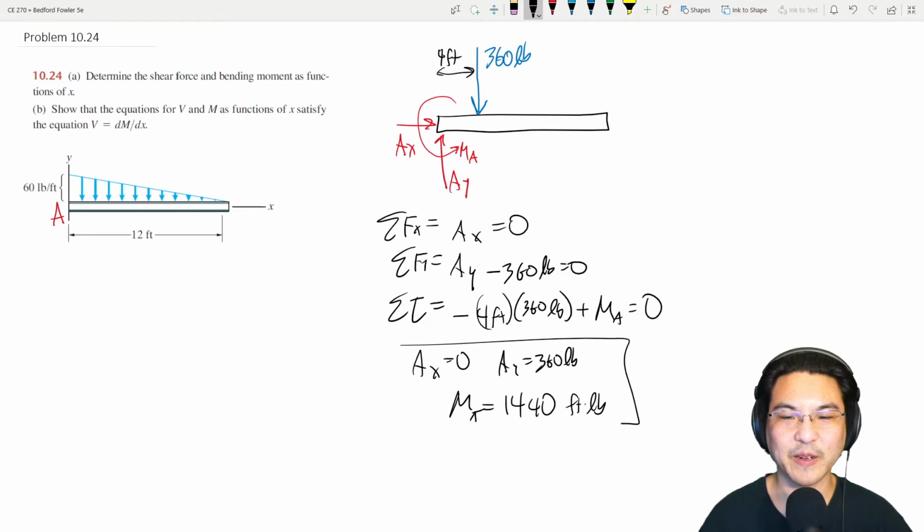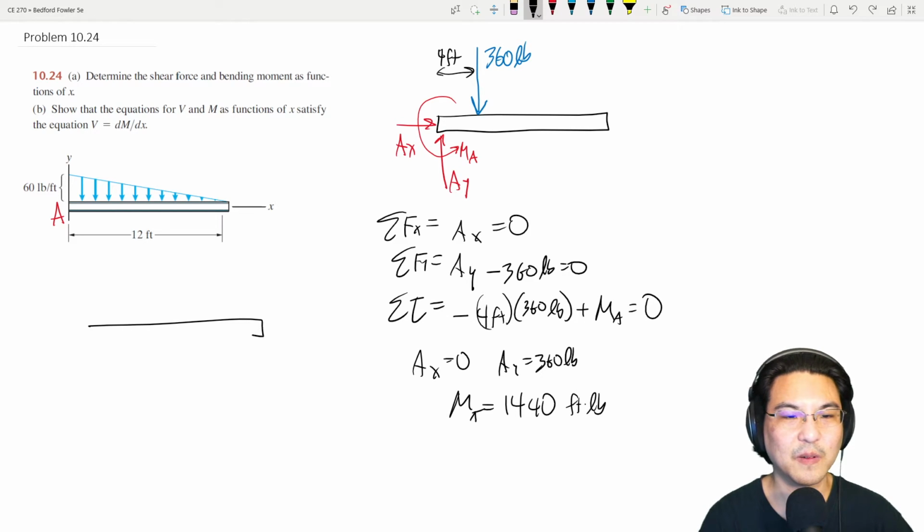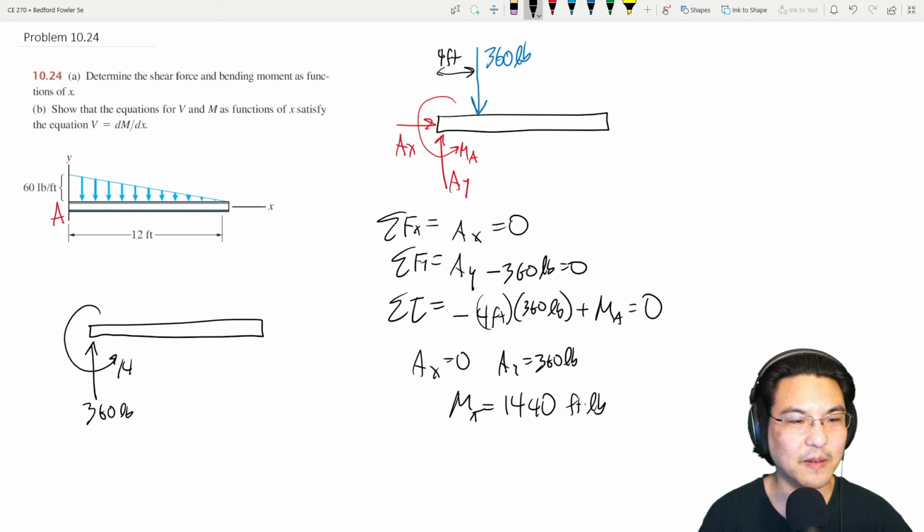Okay, so we got the reactions at the fixed support. So it looks like AX is 0, so that's nice. Okay, and then there's the, which way is it going? This way. All right, and then there's the distributed load.